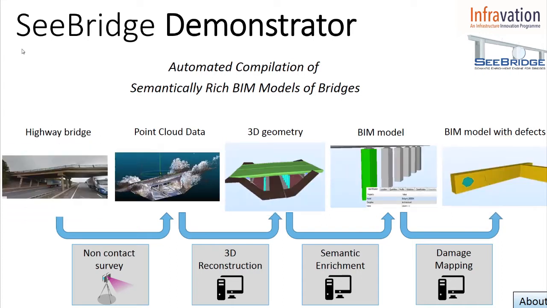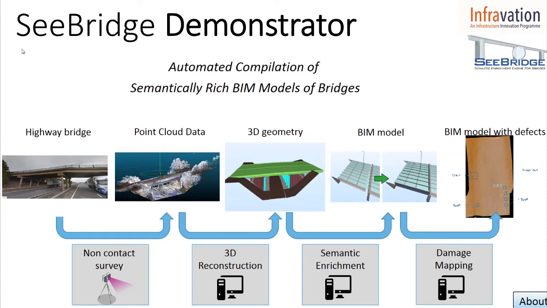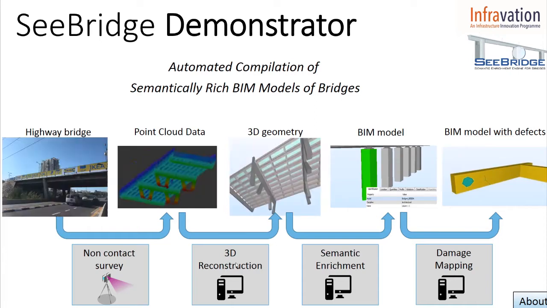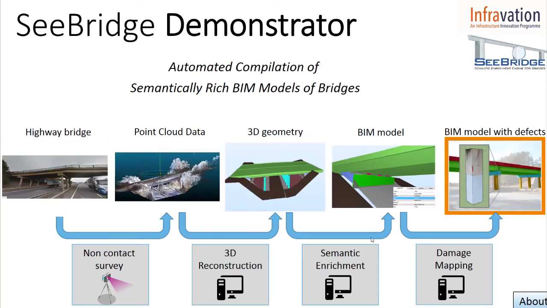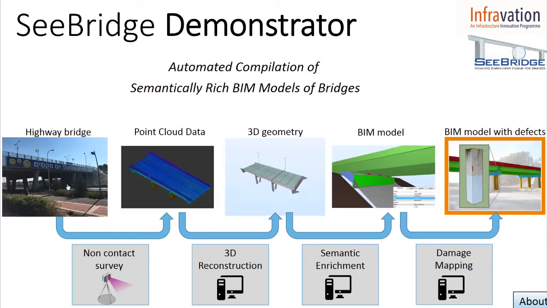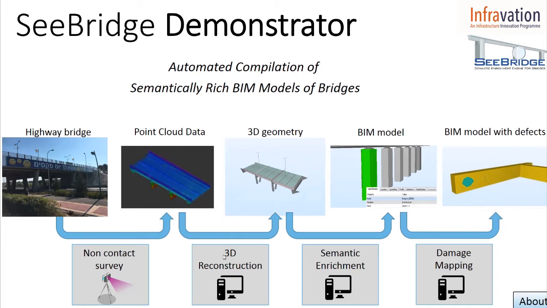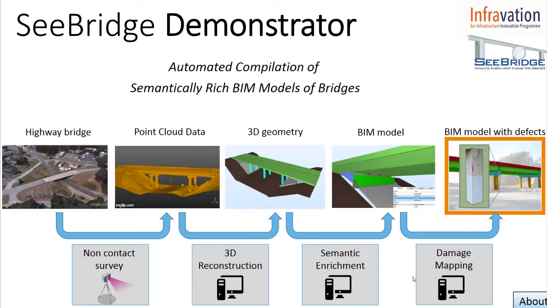As you can see on the first page, we have the 5 main stages of ZBridge connected by the actions needed to reach that stage. The first stage requires laser scanning and high resolution photos of a bridge, and the rest of the stages are made automatically by computers.